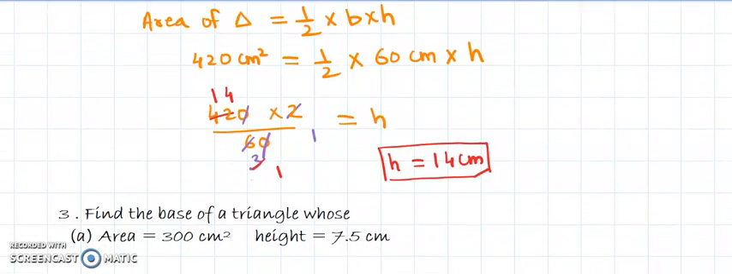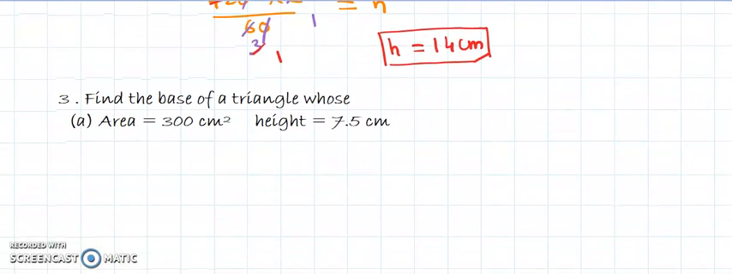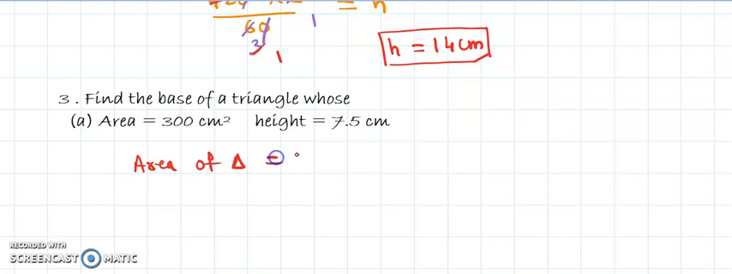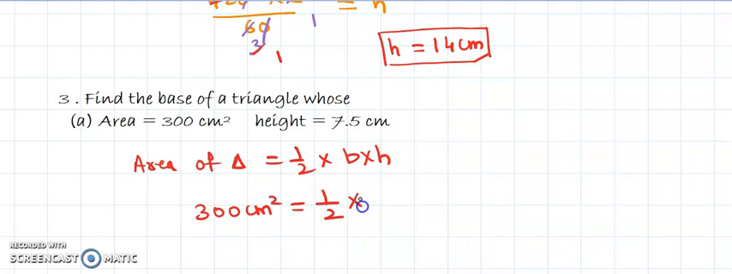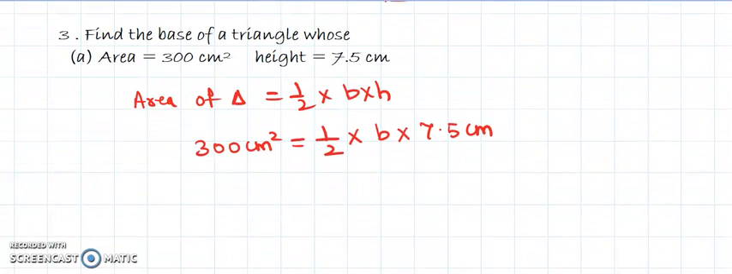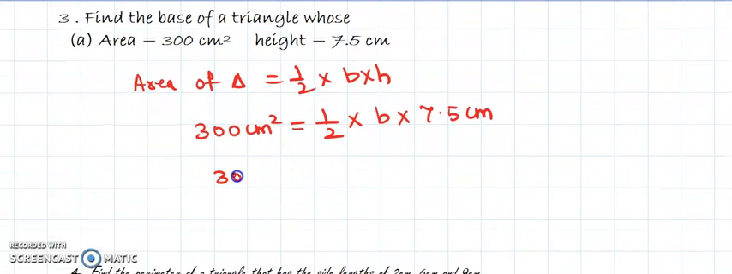Now let us move towards the next type of question. In this question you can understand that the area is given, so putting the same formula, area of triangle is half into base into height. This time we have to find the value of base. So let us substitute: 300 centimeter square is equal to half base, we have to find that, so we'll put b only, height, that is given as 7.5 centimeter. So let us start transposing the things from here to there. So it will become 300 into 2 divided by 7.5 is equal to the base that we have to find. Now start simplifying that.